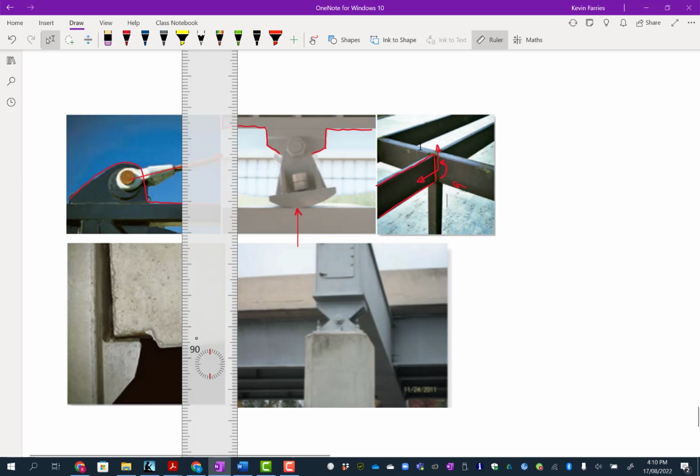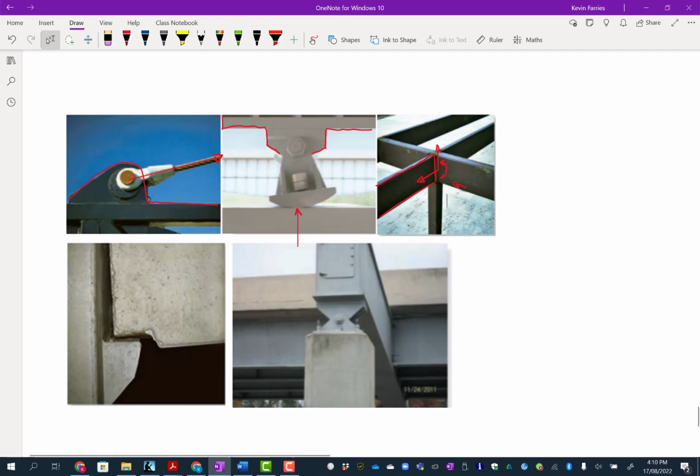In reality, this might not be completely fixed, to be perfectly honest, because you've got some flexibility in all these things. But it might be a reasonable assumption to do some rough calculations.